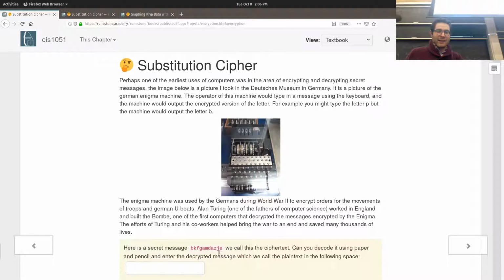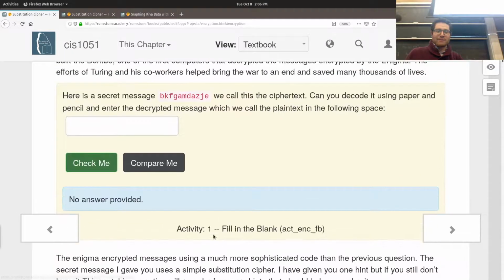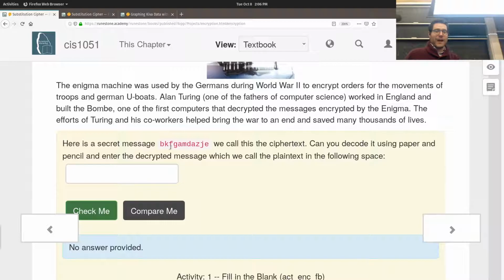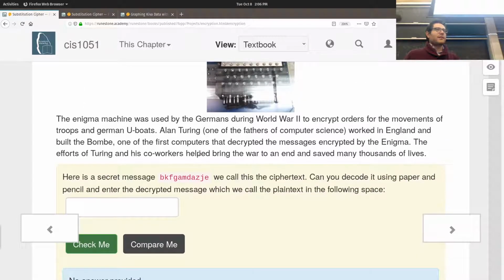Ciphertext, on the other hand, is something like this. BKF Gam Dazje. Right? That's ciphertext. Decodable by using pen and paper and a lot of trial and error.